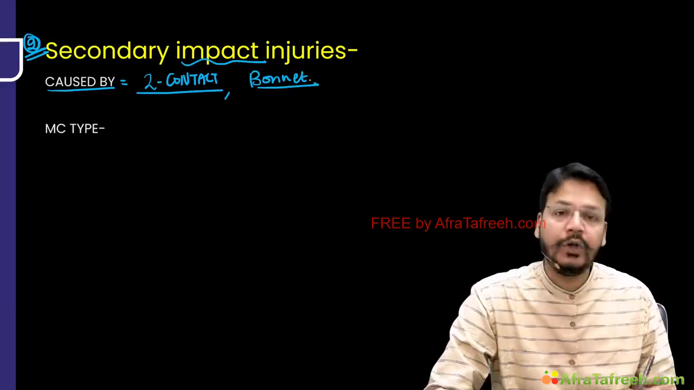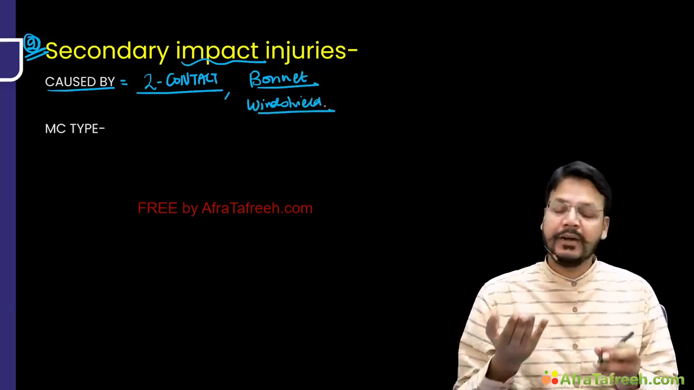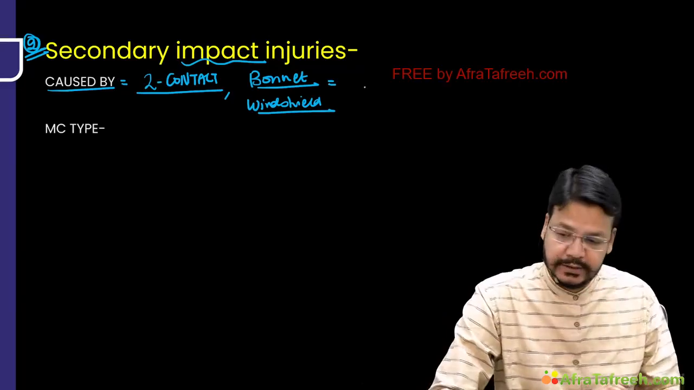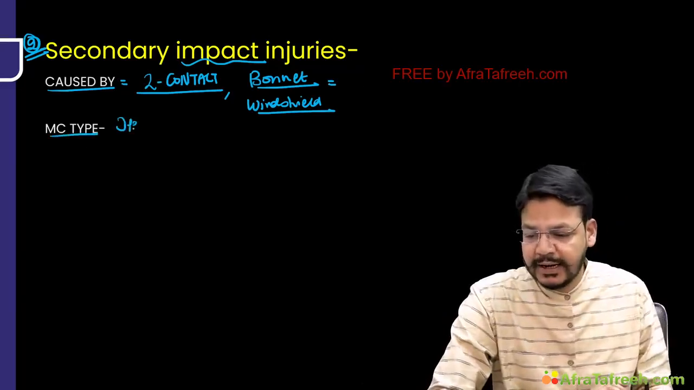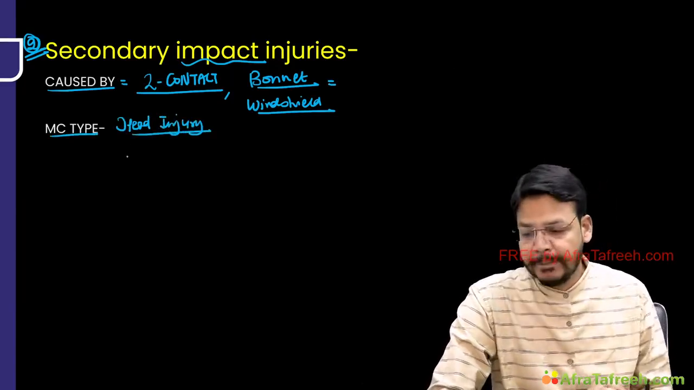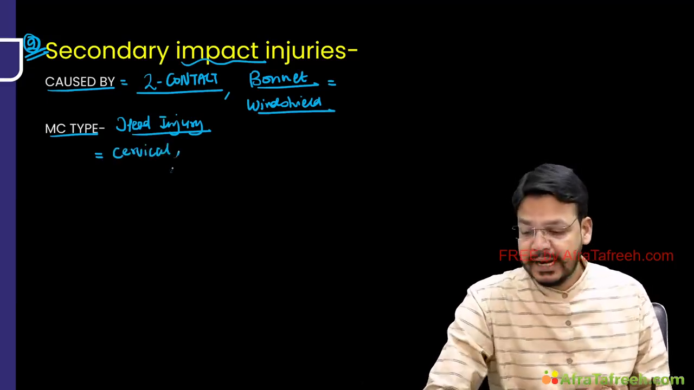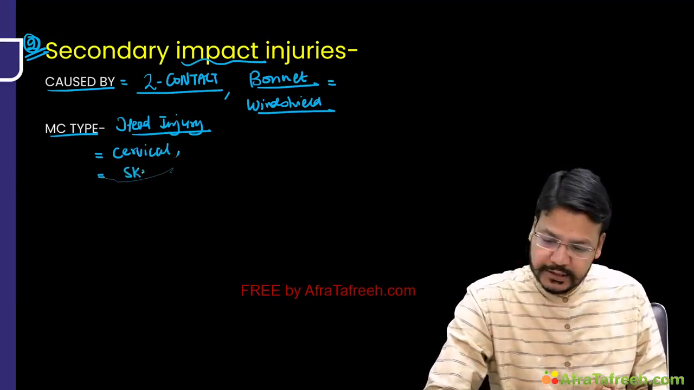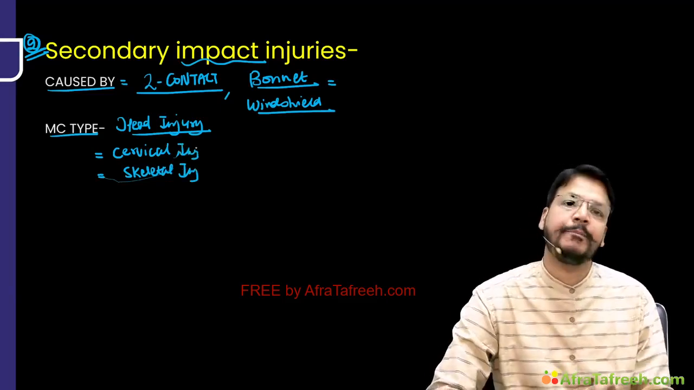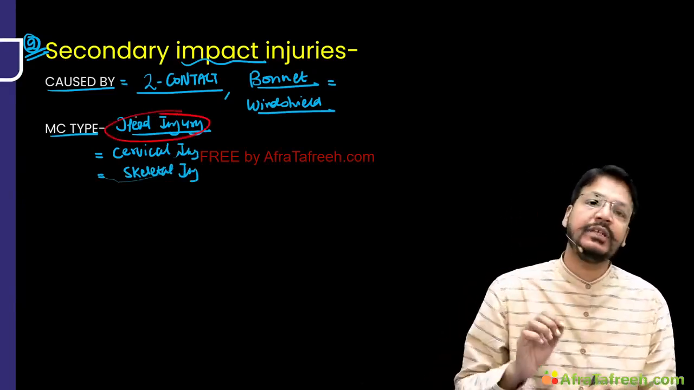Either you will hit the bonnet or you will hit the windshield. But my dear friend, if you are hitting the bonnet or windshield, there will be multiple injuries. The most common type of these injuries are head injuries. Apart from head injury, there can be cervical injuries, cervical fracture, and skeletal fracture or skeletal injury. All these injuries are possible in second impact. So there can be abrasion, contusion or laceration. Most common type of injury is head injury.